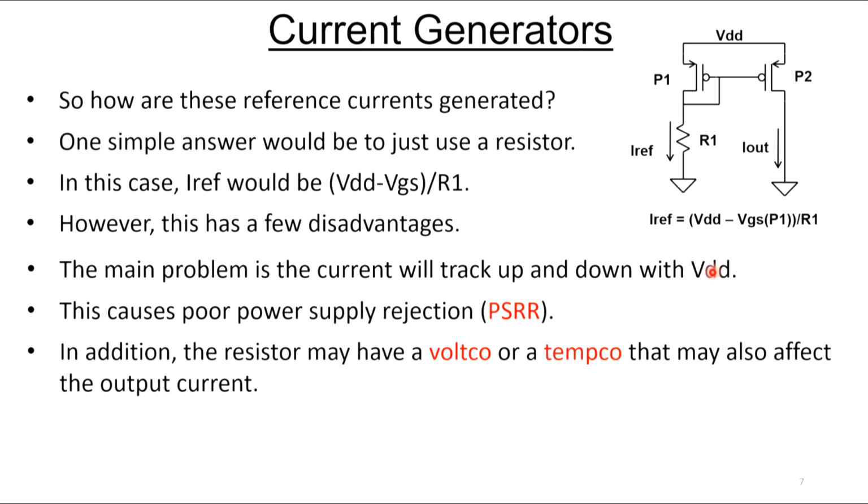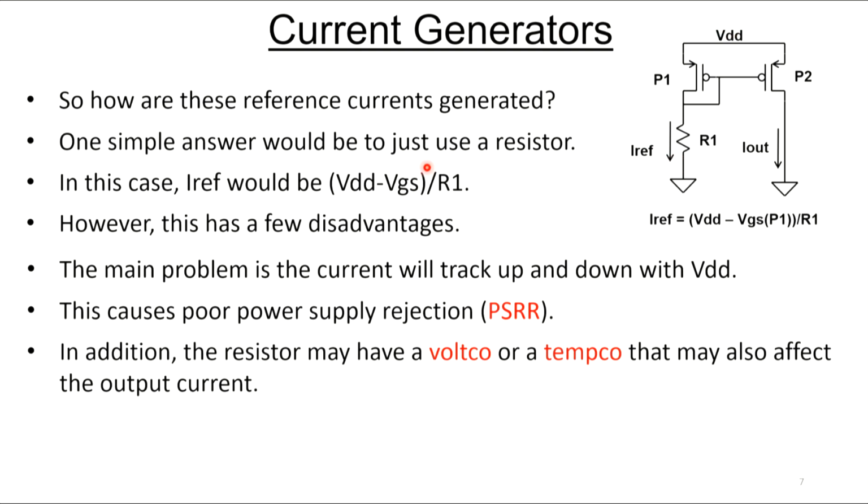The main problem with this type of arrangement is it's going to track VDD. As VDD goes up and down, this current is going to change. And you really don't want that in a current reference circuit. You'd like your current reference to be independent of what the supply voltage is.